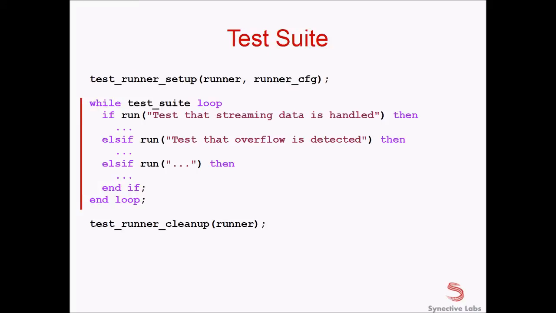The typical structure of test code in unit testing is to divide the code into a number of test cases. And the set of test cases is called a test suite. So in VUnit, you can create a while loop like this. And in that while loop, you have an if statement where each branch represents a named test case.